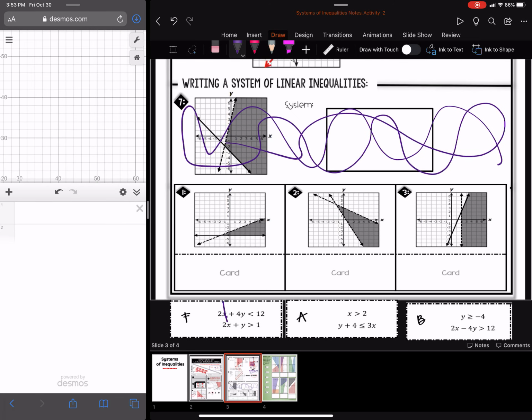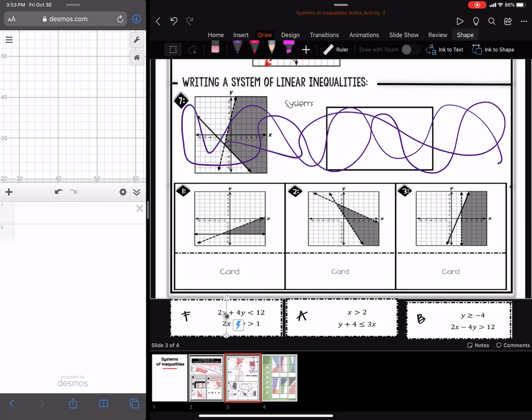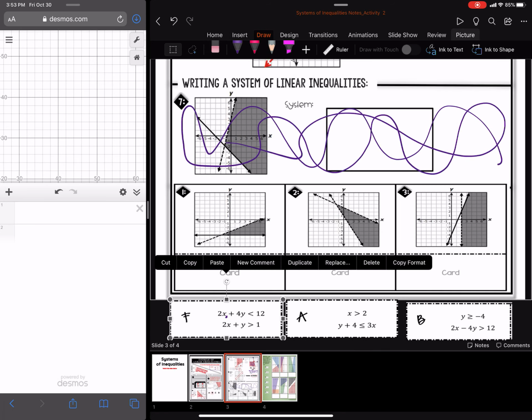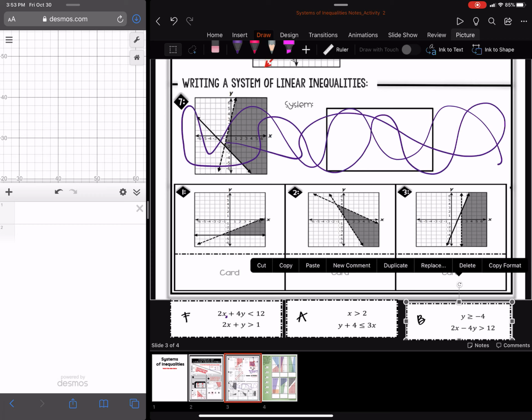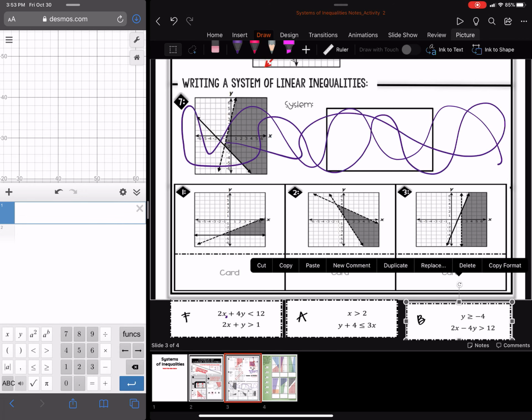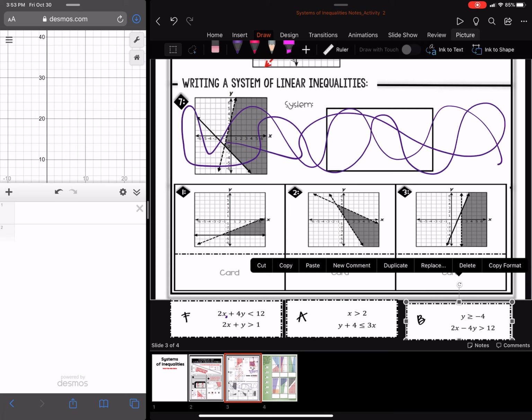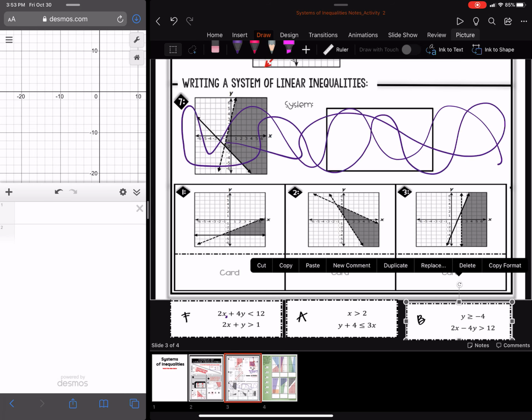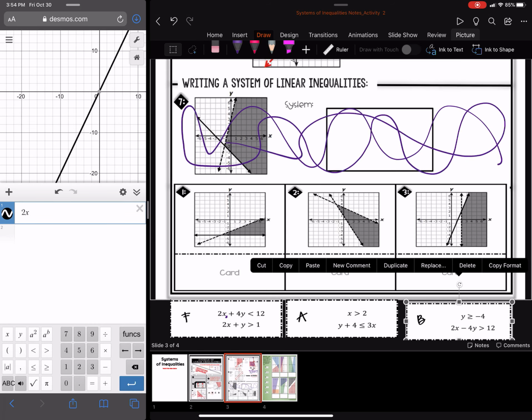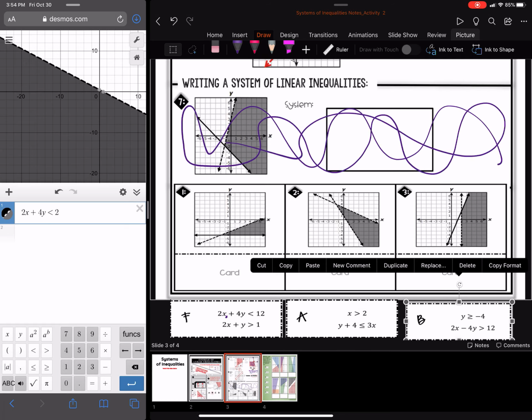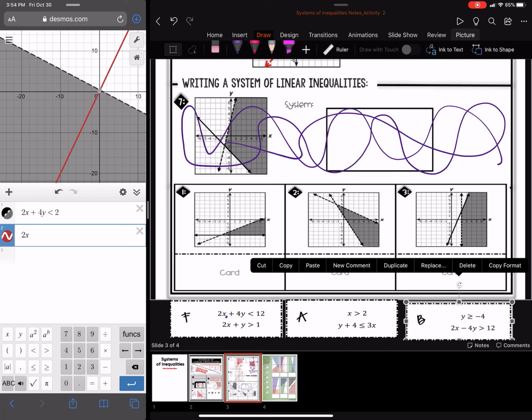What we're going to do is put these 3, F, A, and B, where they need to go up on my graph. So I'm going to put these into Desmos exactly the way I see them. I'm going to put in 2x plus 4y is less than 12, and 2x plus y is greater than 1.